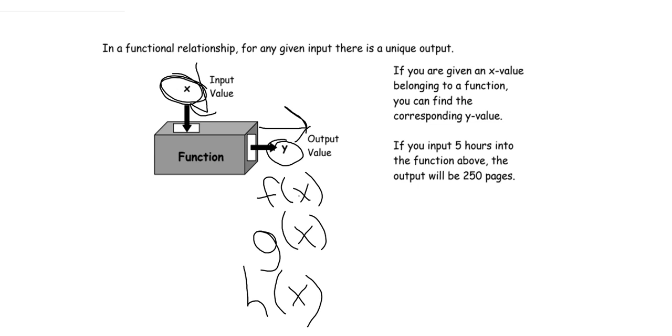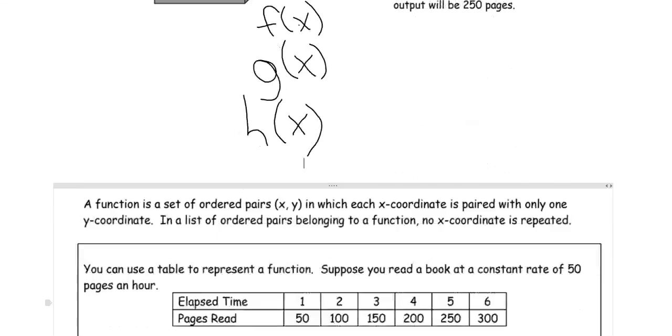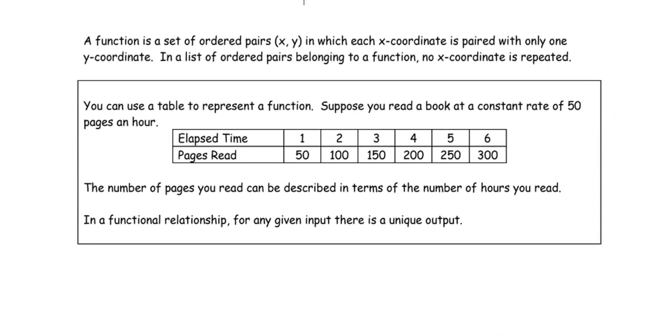We're going to see an example here. The input is time, the output is pages. So the function, you read 50 pages per hour. So if you input 5 hours, you should output 250 pages. So the basic definition for a function in a nutshell, you have some sort of input which gives you some sort of output. And you can see the example of the last function I was talking about, 50 pages an hour would be our function.